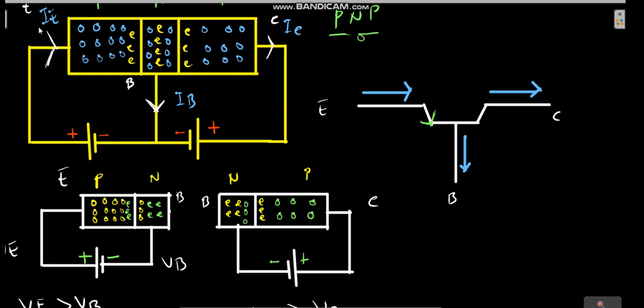Now let's write down the polarities. Let's look at between the base and the emitter here. The emitter is connected to the positive side and the base is connected to the negative side.